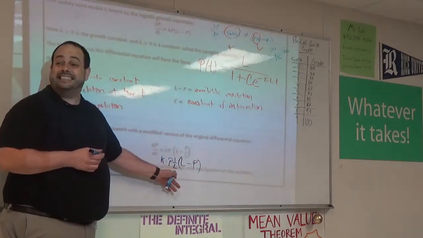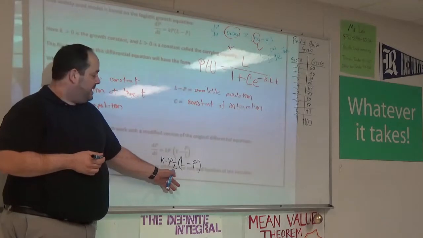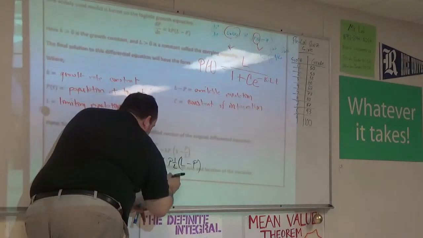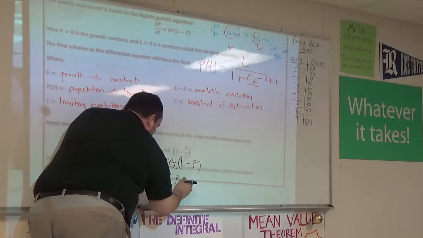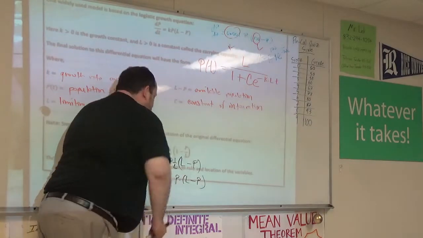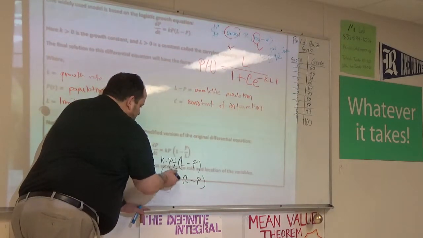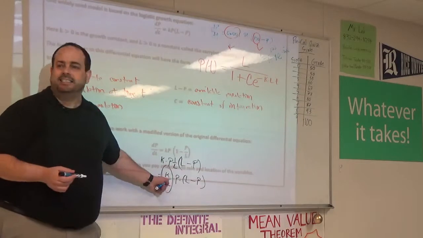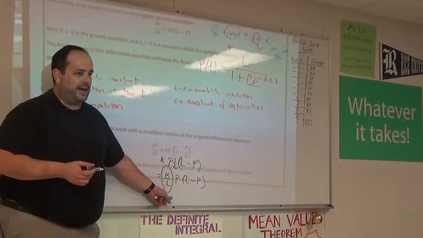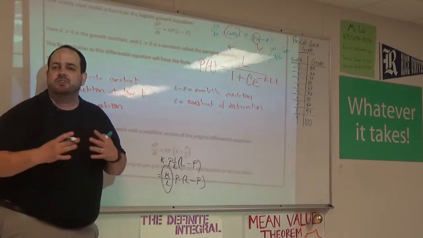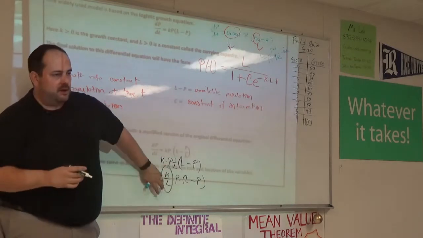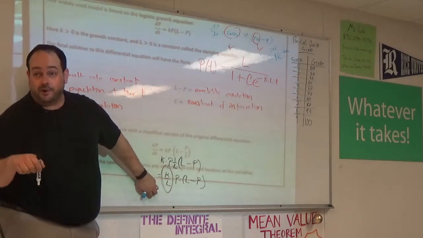Your L is a constant that you're going to know in the beginning. The K is a constant, so I can rewrite this as K over L times P times L minus P. The difference, though, is that now your constant in front involves your limiting capacity. Everything's going to work all the same way. And you're going to play around with this one a little bit more tomorrow.